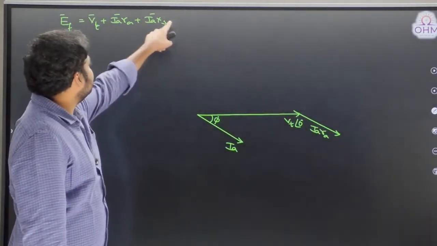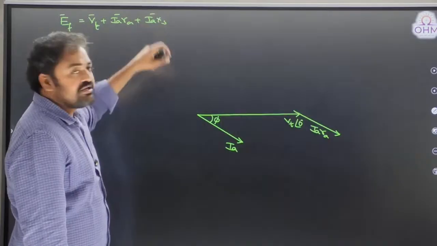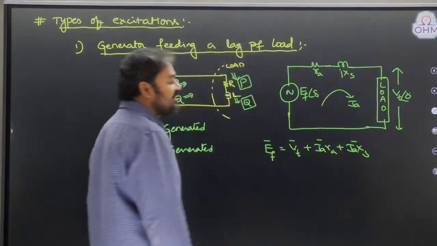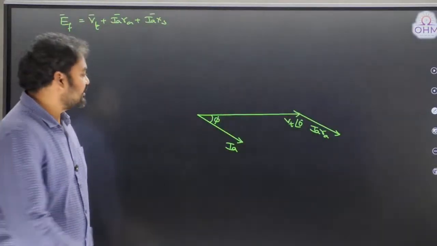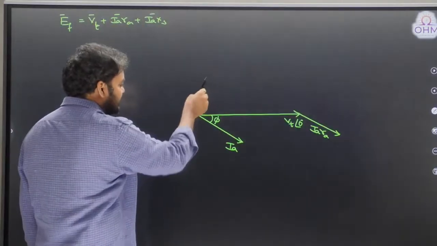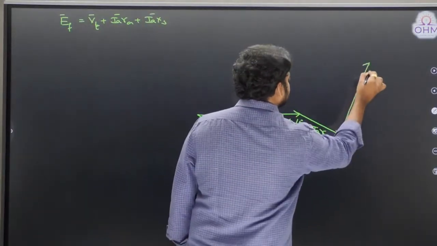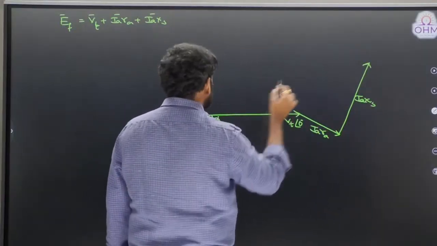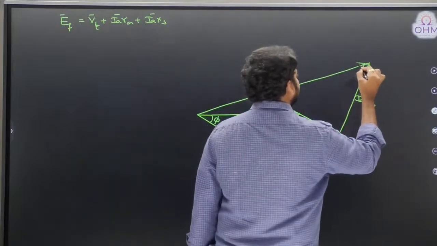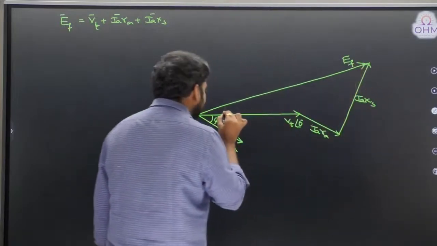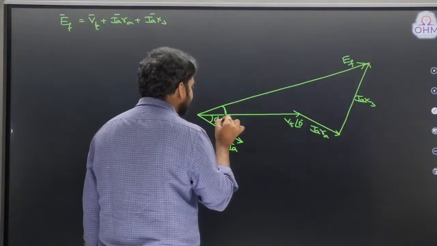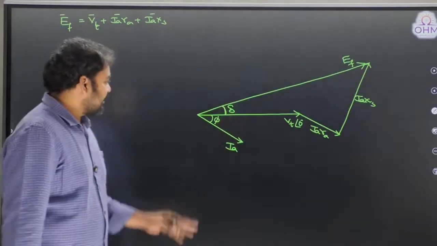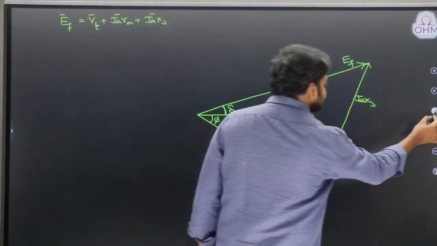Now, what is the next drop? IA XS. We know IA XS is an inductive reactance drop. Remember, this is XS, guys. This is an inductive reactance drop. Therefore, it will lead the current by 90 degrees. IA XS will lead this current by 90 degrees. This is IA XS. Now, what is the sum of VT plus IA RA plus IA XS? Is it not the induced EMF EF? And the angle between EF and VT, this is what we call the load angle delta.